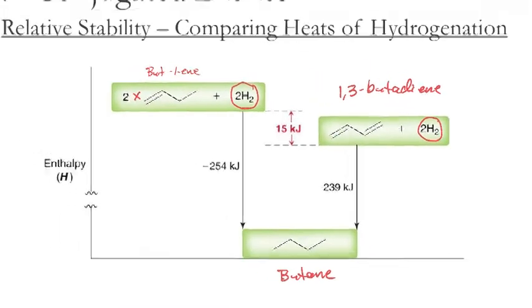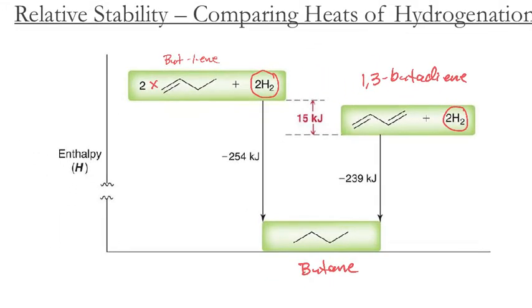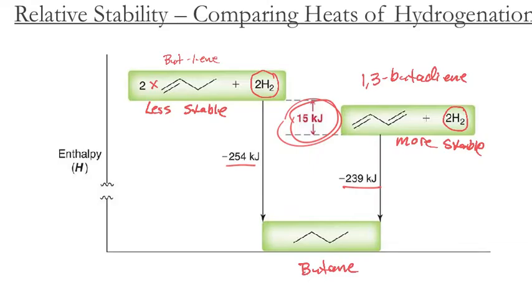So the difference here is that but-1-ene releases 254 kilojoules per mole, while 1,3-butadiene releases 239 kilojoules per mole. And so there's a difference of 15 kilojoules per mole for these reactions, meaning that the but-1-ene, being higher in energy, is actually less stable, and the 1,3-butadiene is more stable, again, by 15 kilojoules.